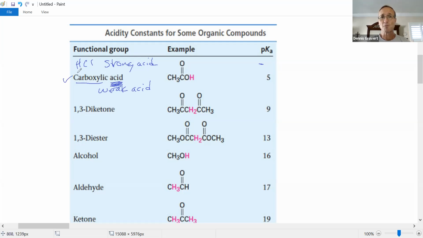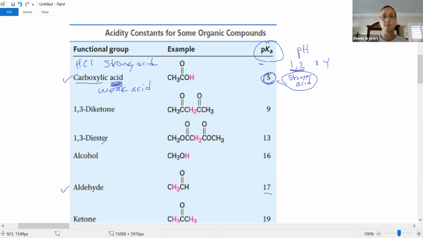But if you're ranking carboxylic acid versus an aldehyde, aldehydes have a pKa of 17. Carboxylic acids have a pKa of 5. And do you remember pH? If you have a low pH, like a 1 or a 2, and you have a higher pH, a 3 or a 4, the lower the pH, the stronger the acid. Same trend for pKa. The lower the pKa value, the stronger the acid. So 17 is not a very good acid.